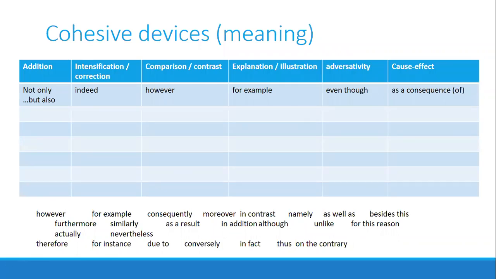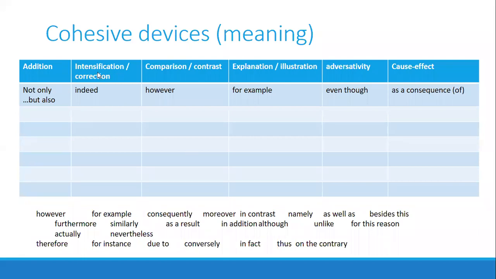So first of all, I want you to do this activity, right? So there's a table here with a few columns, right? You have to select the words or phrases from here and fill in these columns. So if you are going to add something to your sentence, what kind of word or phrase can you use? So the intensification, it's like you are strengthening your point.